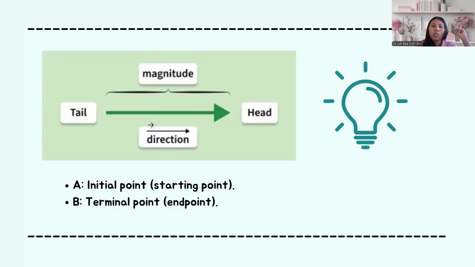So, look at this picture. In the above figure, the length of the line represents the magnitude, while the arrowhead indicates the direction of the vector. A vector can be thought of as a directed line segment denoted as AB, where A is the initial point, or we call it the starting point, and B is the terminal point, or we call it the end point.